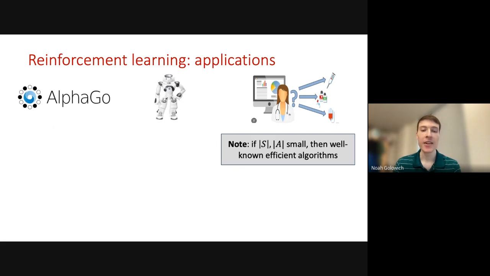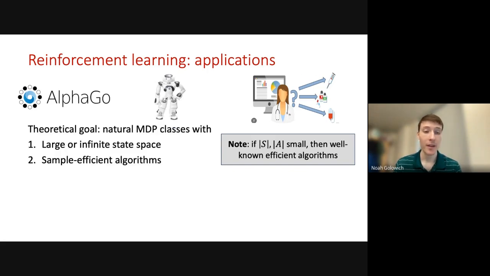Now, in the setting when the state and action spaces are small, then it's well known that there are efficient algorithms, both in a statistical as well as a computational sense, for finding a near optimal policy. In particular, the statistical cost and also the computational cost scale polynomially in the number of states and actions. But in many of the applications of reinforcement learning, which I mentioned earlier, the state space is often extremely large, and so these guarantees don't really give us anything interesting. In light of this observation, it's natural to come up with classes of MDPs which admit large or infinite state spaces, but nevertheless have sample-efficient algorithms.